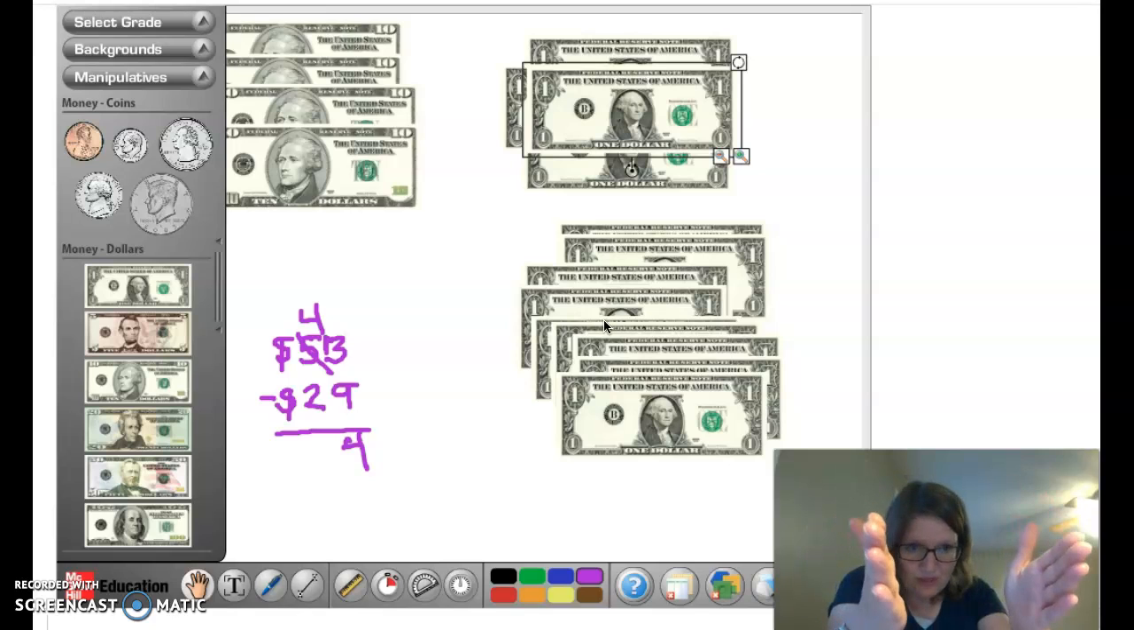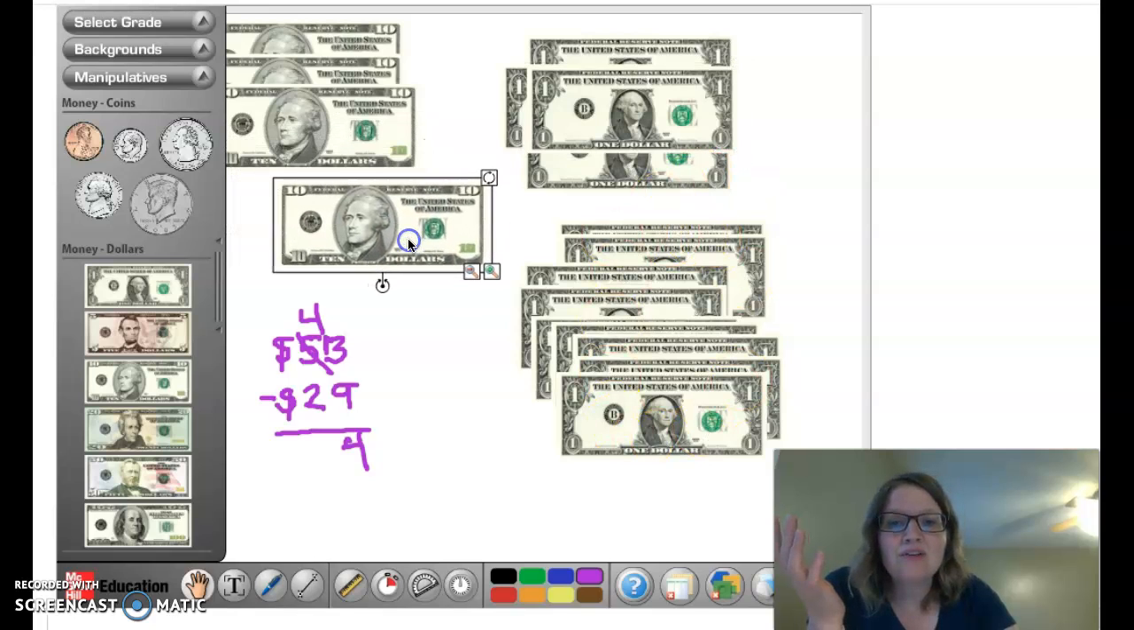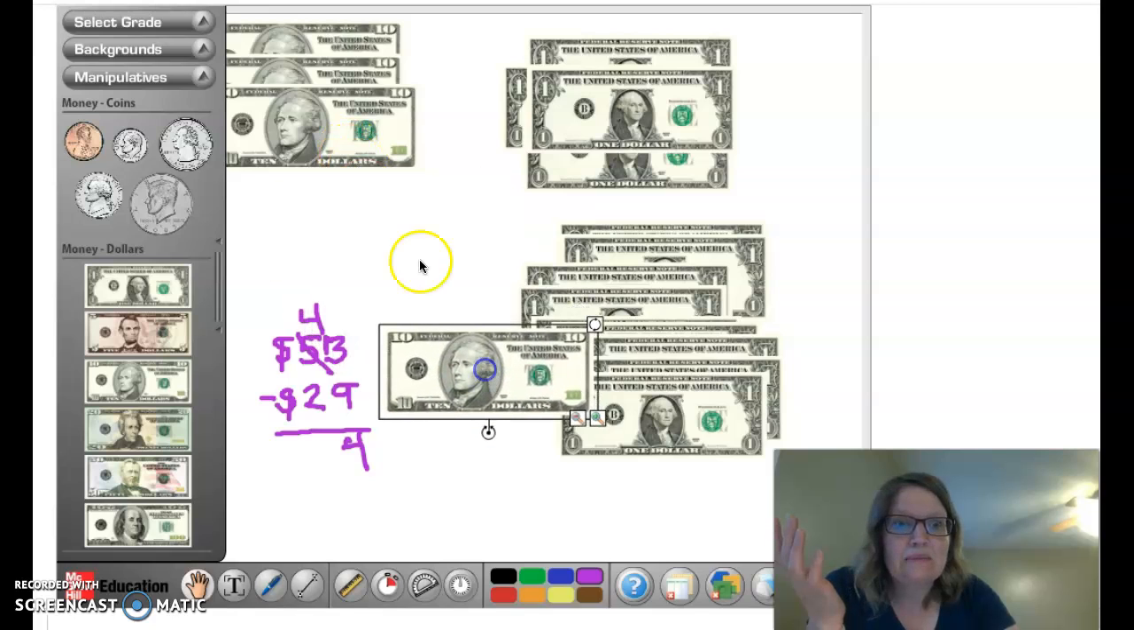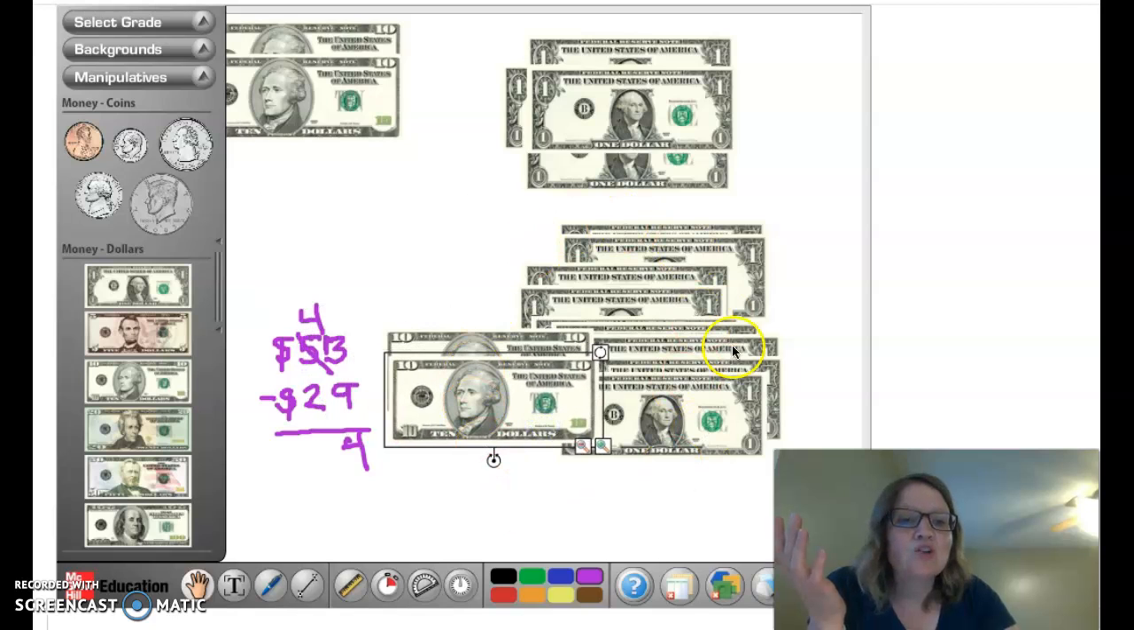Now we've got our ones all taken care of. Time to look at this 10s pile. How many dollars do we need? We need 29. We've got our 9 in here, so we need to take 20 out of it. I'm going to put this over here on this big stack of money, and here we have our $29.